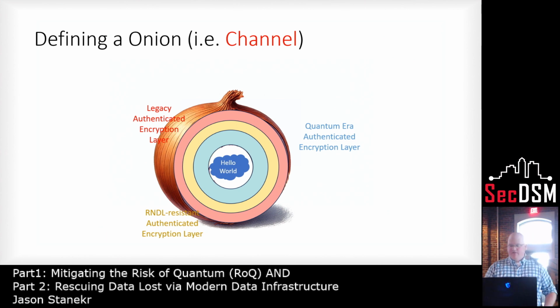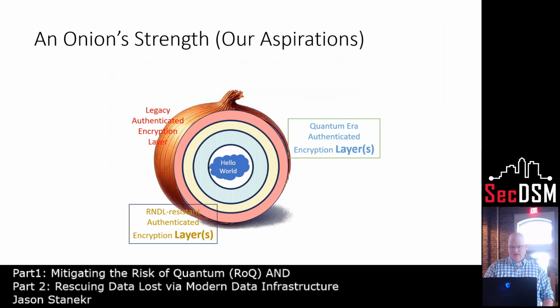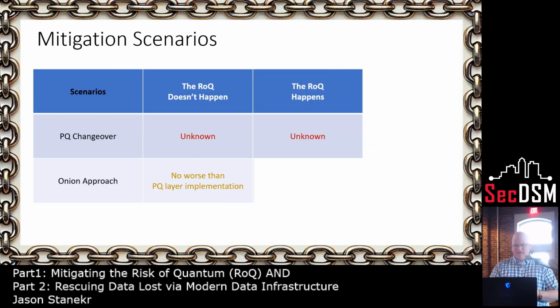Since we don't know enough about the algorithms and implementations, we could add multiple layers. We can mix and match layers, but the outcome is essentially that if the RoQ doesn't happen, then we're no worse off than our post-quantum implementation. And in the case that the RoQ does happen, then we have the strength of the onion's strongest layer protecting us. Everybody like that RoQ thing?